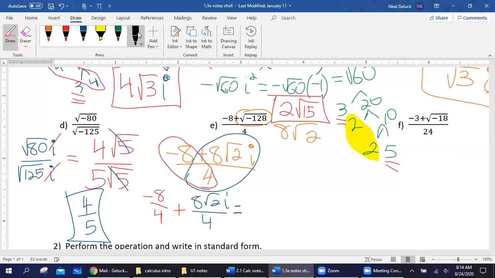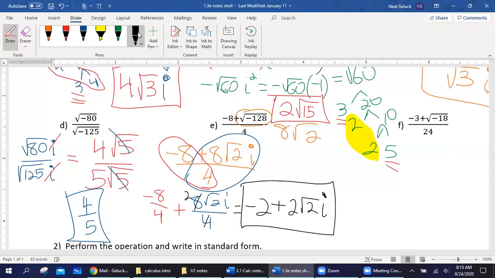Then I can reduce, so negative 8 over 4 is negative 2. The 8 and the 4 here will reduce to a 2, so I'll end up with 2 root 2 i. That is in standard form, by the way. Standard complex form is the real part, followed by the imaginary part, which is what we just did.